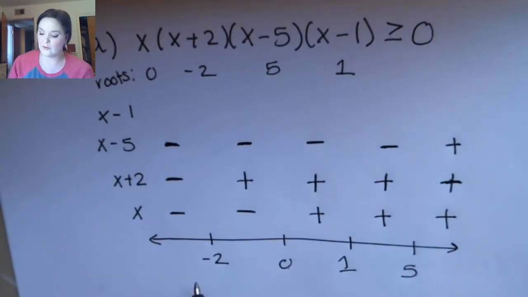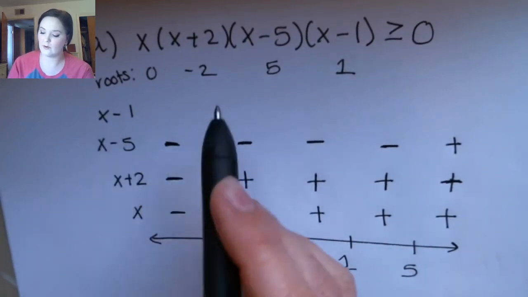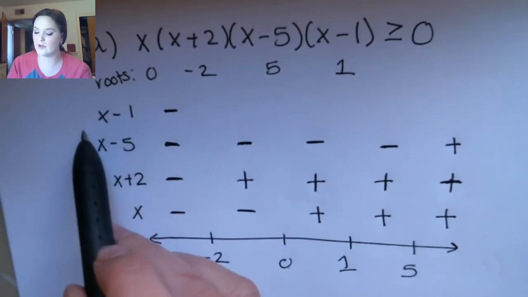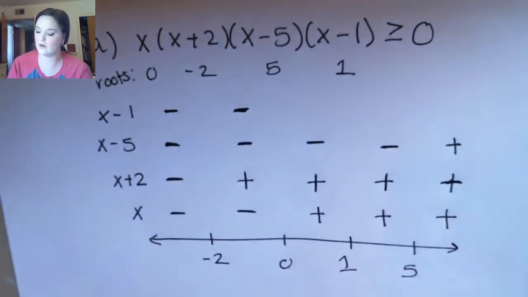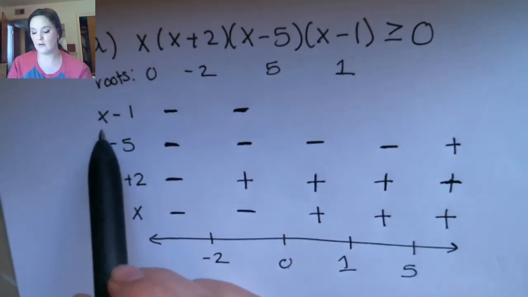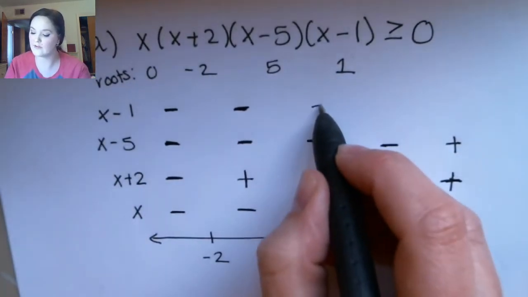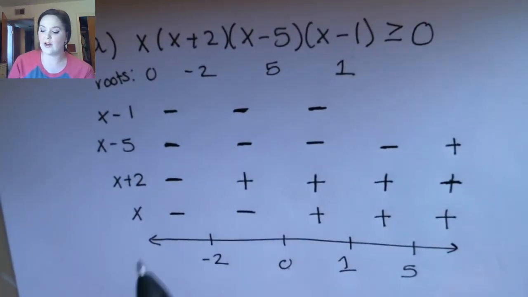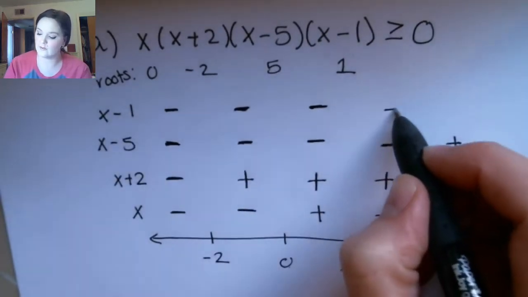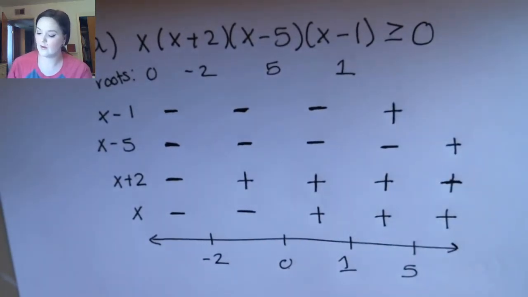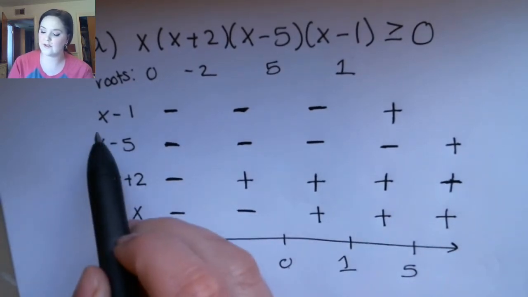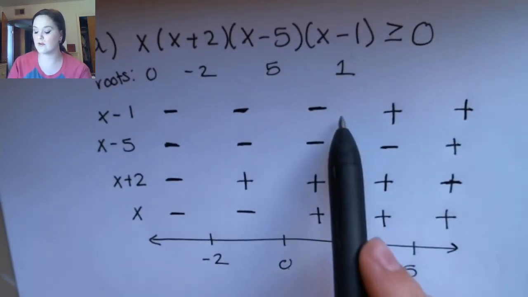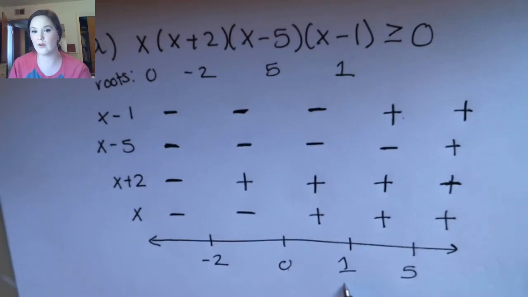Now for x minus 1, if we plug in something small like -3, -3 minus 1 is -4, that's negative. When we plug in -1, -1 minus 1 is -2, that's negative. Something between 0 and 1, 1/2 minus 1 is -1/2, so that's still negative. Then something between 1 and 5, like 2 minus 1 is +1, so this is going to be positive. And something bigger than 5, like 6 minus 1 is 5, that's positive. You can see that this one has also changed sign at its corresponding root 1.